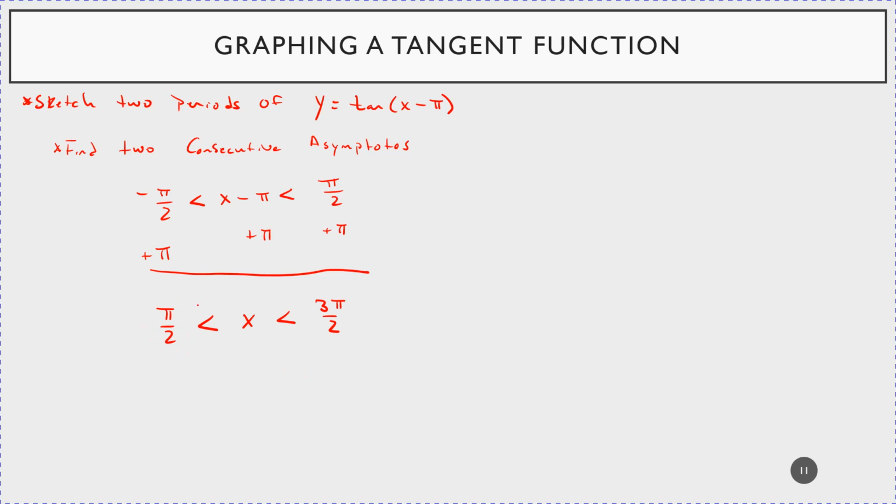Okay, so here's what's going on. My two asymptotes are x is equal to pi over 2, and this other one is x is equal to 3 pi over 2. And look, because there's no value in front of the x, the period is still pi divided by b, but in this case it's just pi divided by 1, which is why it's still pi.